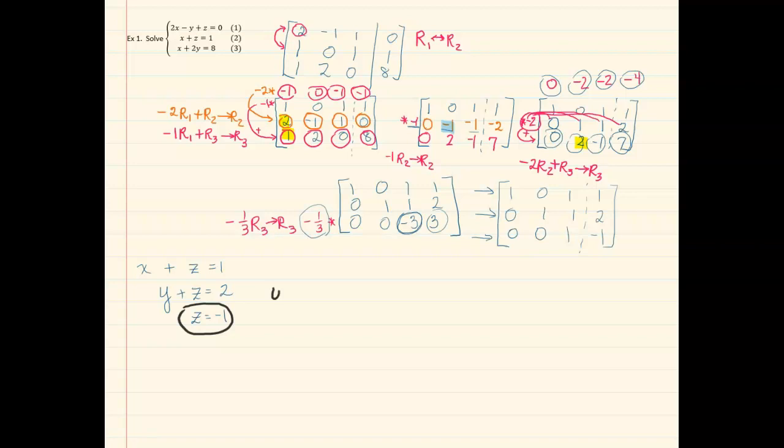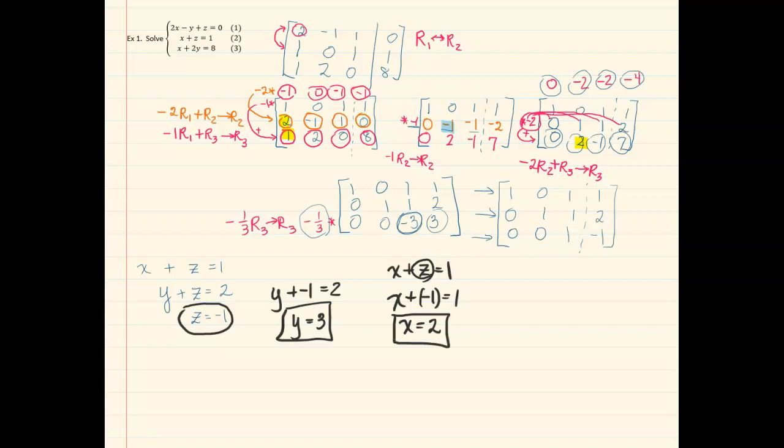So we already know z is equal to negative 1. So we're going to have y plus z is equal to 2. We're going to change that z to the number negative 1, and then we're going to solve. We find that y is equal to 3. Then we're going to go to that first equation that says x plus z is equal to 1. We're going to change that z to negative 1, so we're going to have x plus a negative 1 equal to 1. So we're going to add 1 to both sides, and we find x is equal to 2.